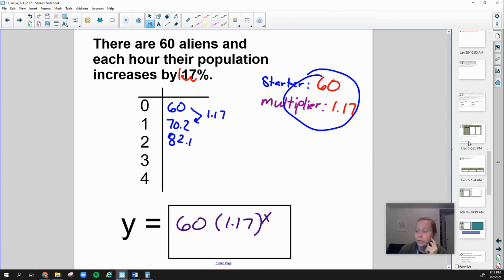So just to refresh, we want to take our percent, move the decimal twice, and add a 1 to get what our multiplier is. So that's it. Kind of a short one.